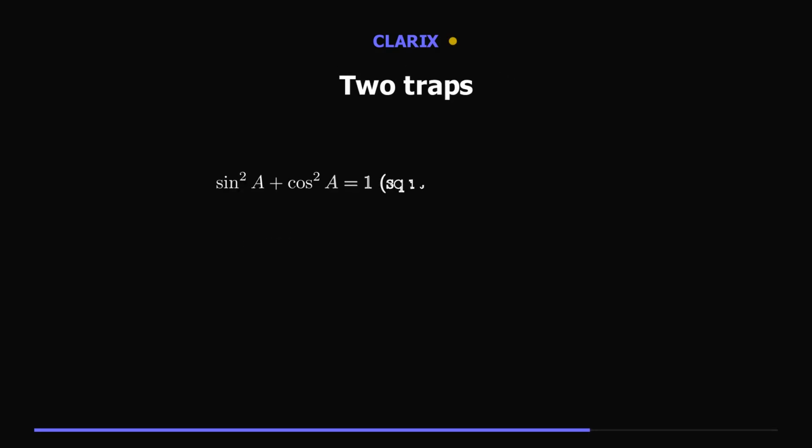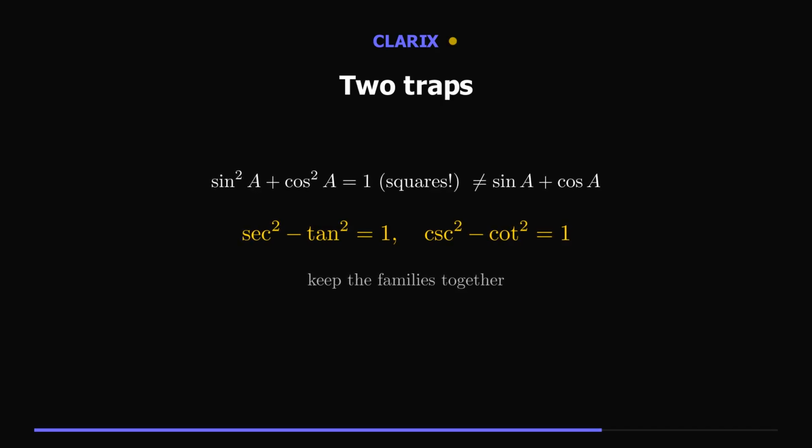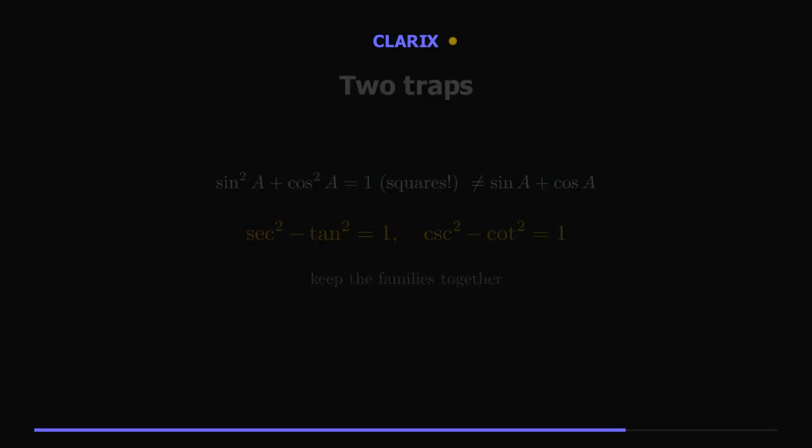Two traps to avoid. It is sin²A plus cos²A equals 1, never sine A plus cosine A equals 1. That's false. And pair the identities correctly. Secant² minus tangent² is 1, while cosecant² minus cotangent² is 1. Don't cross the secant with the cotangent. Keep the families together. Your turn.